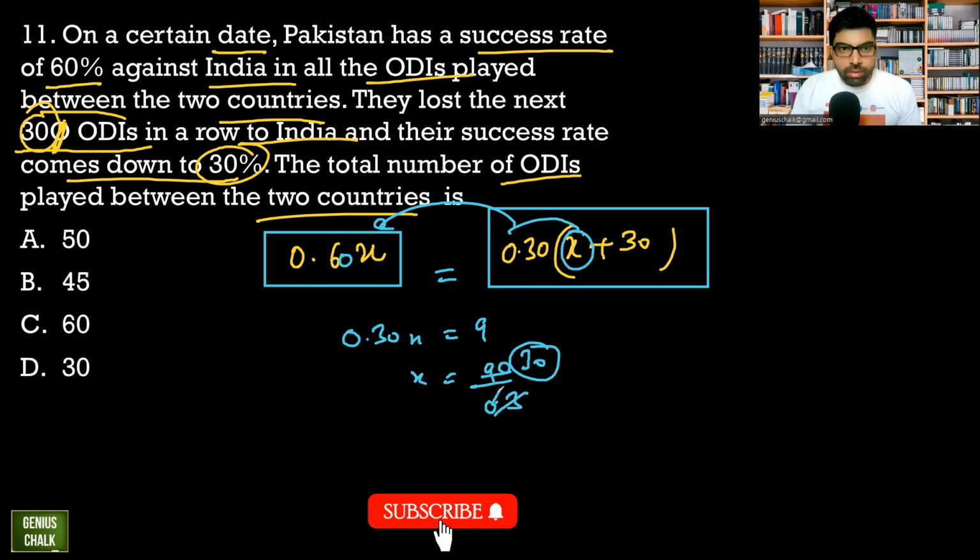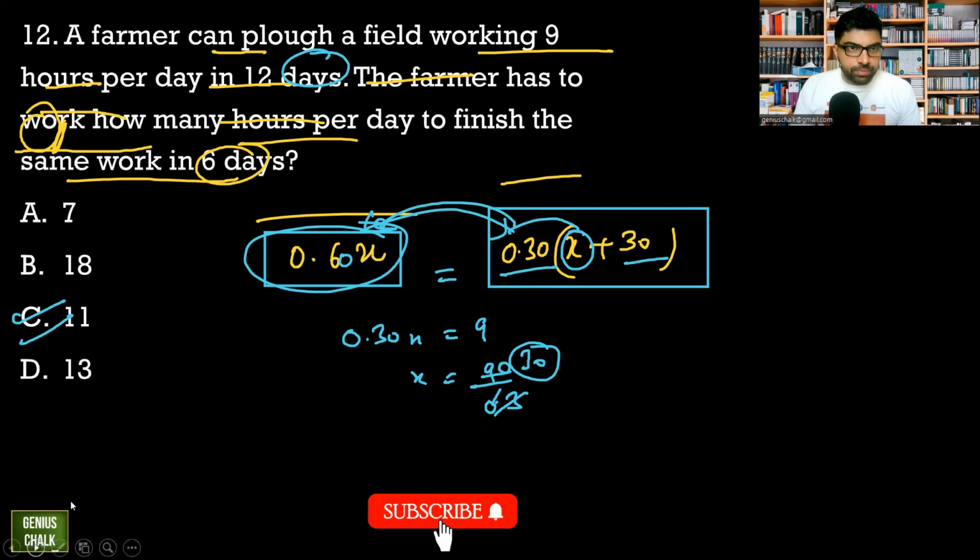That means 30 more have been played. So 30 plus 30, that is 60 matches. That is my answer, right? Again, I'm repeating: 60% against India in all the ODIs, that means this is overall. Now they have played 30 matches more and their success rate has come down to 30%. So the actual matches won are the same. So just equate it and get the answer.